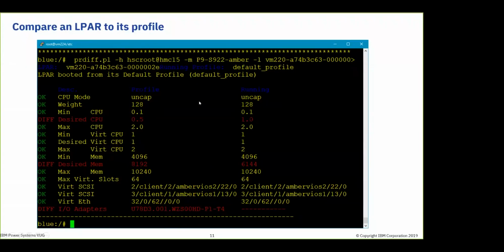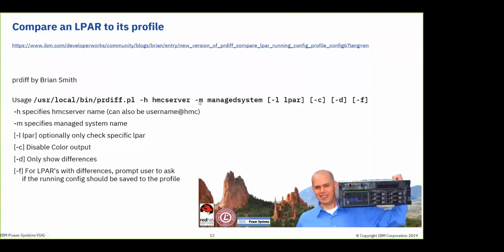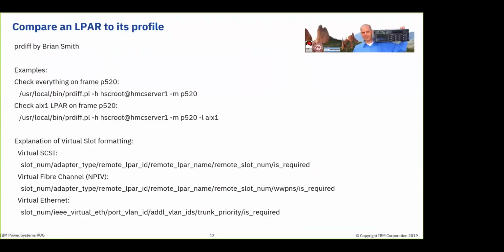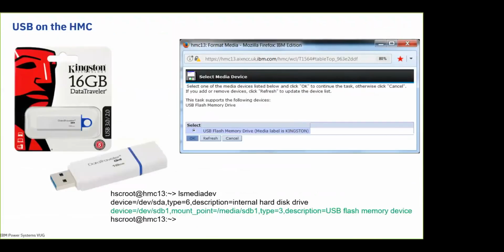So what a lovely utility. Where do I get it from? Well, it's called PRDiff, and if you search for it on the internet, you'll find it. It's written by this guy here, Brian Smith, who's a very competent AIX and Power expert. He's also available on Twitter, and it's worth following him. He's got a blog which I've got a link to up here, so you can see all of the information down here. He gives you in the help messages what the actual meanings are of the various parts of the descriptions of some of the adapters there.